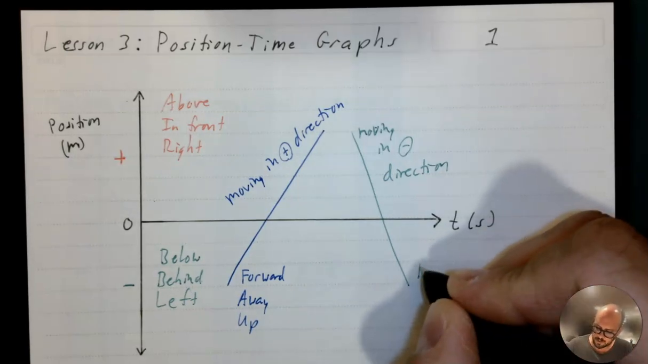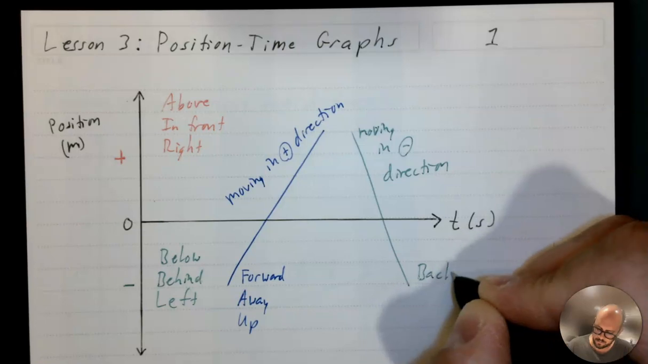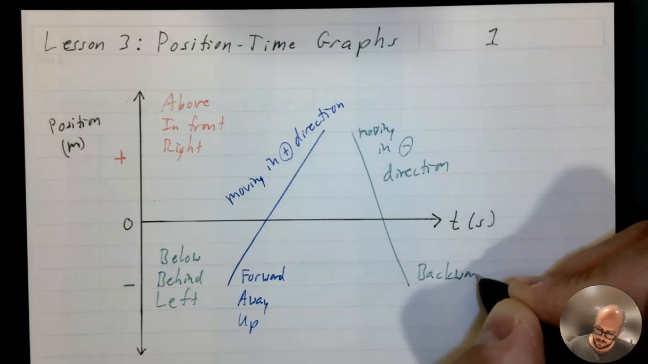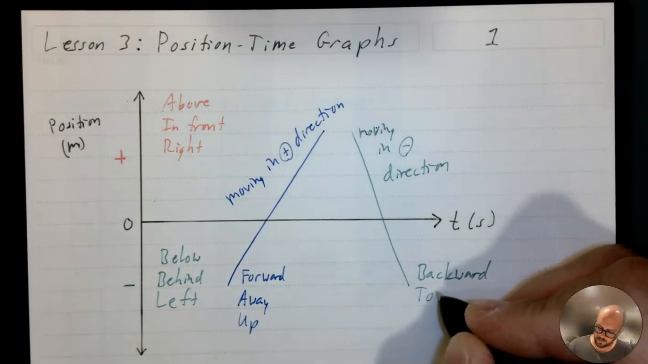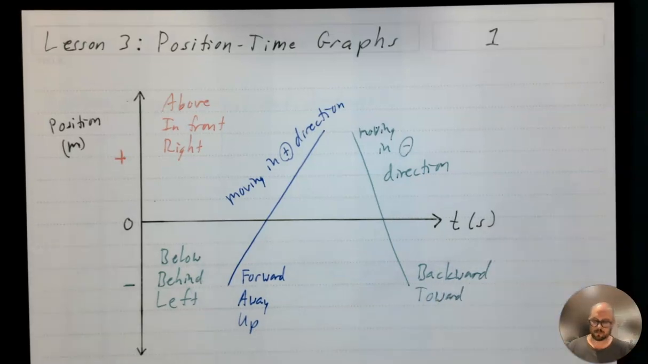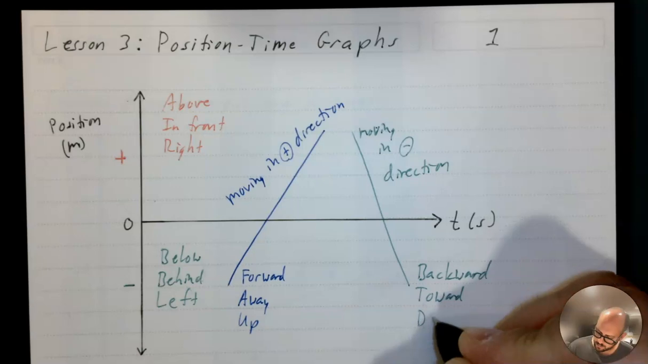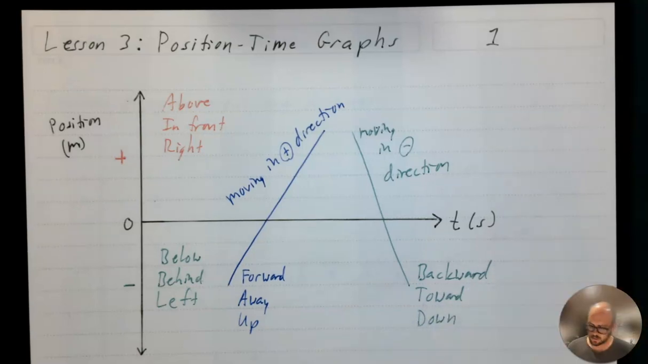So this object would be moving backward. Their position is getting more negative. They might be moving toward the reference. Now, I realized an error I'll address in a second, and then down might work. These away and toward, I made a mistake here, and I just want to address this.